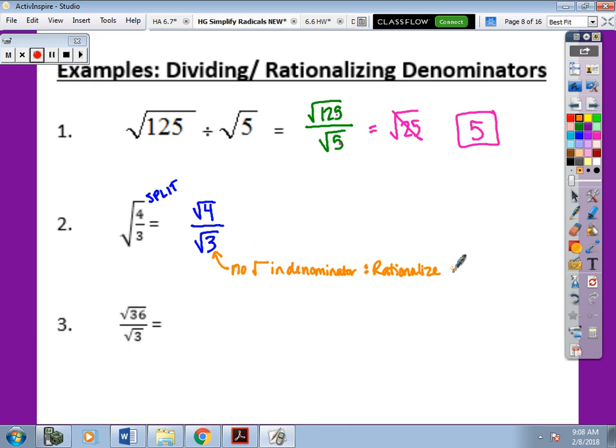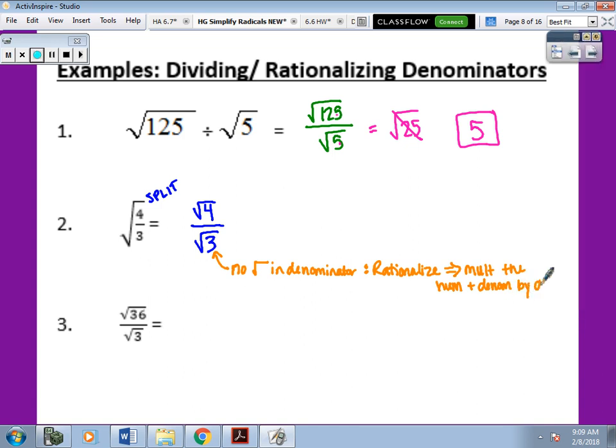So to rationalize, we are going to multiply the numerator and the denominator by what's in the denominator. And you'll see what happens as soon as we do that. The square root in the denominator will disappear, because it'll become a perfect square.